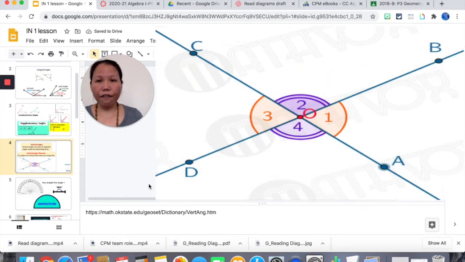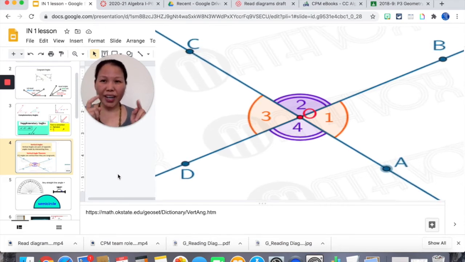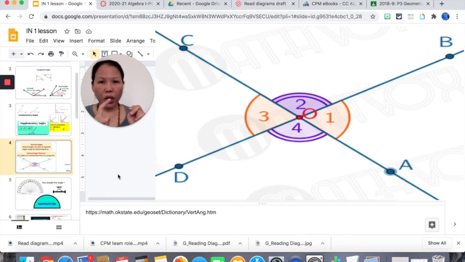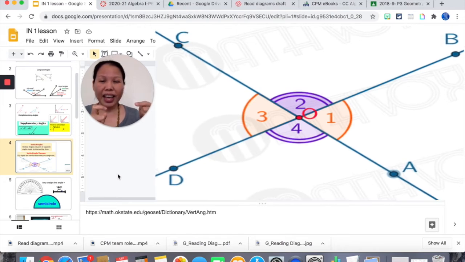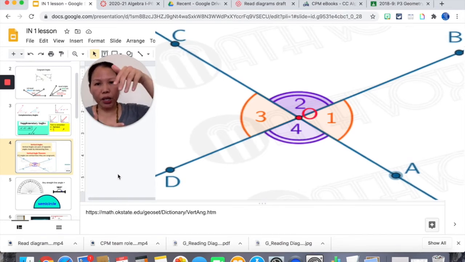Here is the vertical angle, and we are showing you with the arc on the angle. Remember the arcs: the number of arcs tells you whether the angles are congruent or not. One arc is not congruent to two arcs on the angle. But the one-arc angles, the orange ones, angle 3 and angle 1, are congruent to each other, and we shaded them the same color, orange. The purple angles 2 and 4 are also vertical angles.